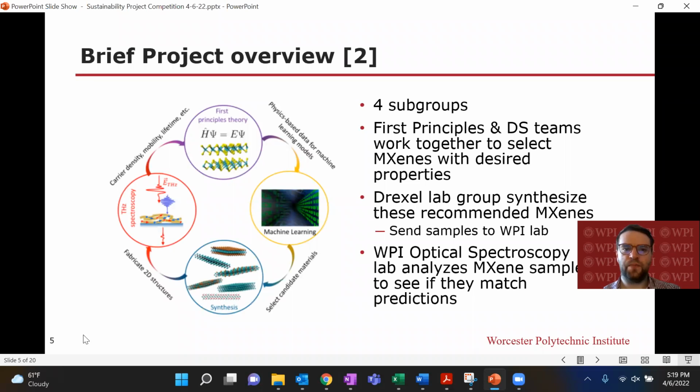Brief project overview. There are 4 subgroups to this project. The first principles and machine learning teams will work together to select MXenes with desired properties. The Drexel lab group synthesizes these recommended MXenes and then sends samples to WPI's optical spectroscopy group to analyze the MXene samples to see if they match the predictions.